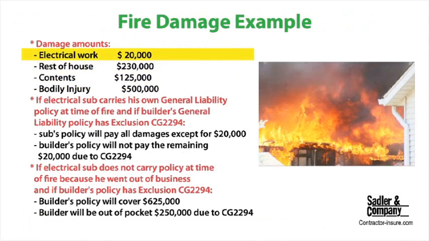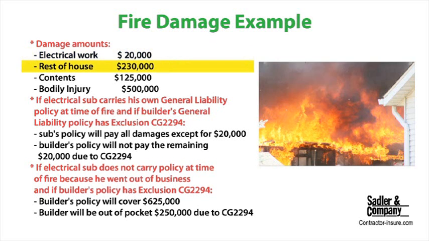The best way to illustrate the extent of the risk to a builder is to look at an example where a sub installs faulty electrical wiring which later results in a fire that destroys the entire house and injures its occupants. Assume that the damages to the electrical wiring installed by the sub are $20,000, the damages to the rest of the house are $230,000, the damages to the contents are $125,000, and injuries to the occupants will result in damages of $500,000. Under this example, assuming that the electrical sub carries his own general liability policy at the time of the fire, his policy will pay for all damages except for the $20,000 of damages to the electrical work that he installed. Remember, his own policy has a property damage to his work exclusion that will preclude coverage for damage to his own work.